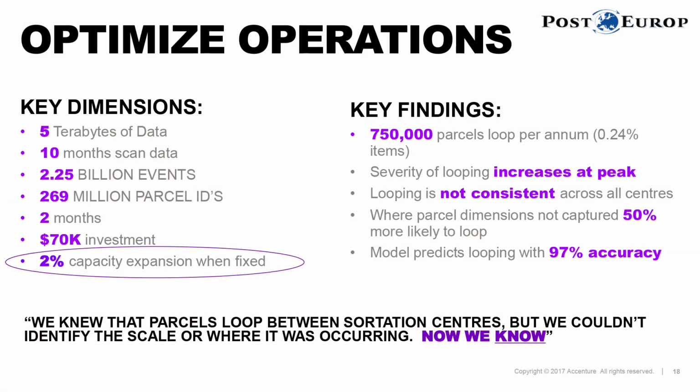On this one, I've tried to be very specific of exactly what it took to do this. Right? 5 terabytes of data, which is a lot of data. 10 months worth of scans, about 2.25 billion events that we pulled into this big data platform. It took us 2 months to get it in and produce the analysis, and it was roughly a $70K investment all in. What it produced is they found that they had 750,000 of these things looping on an annual basis. Far more than they had suspected.